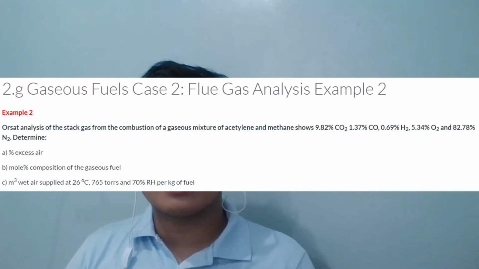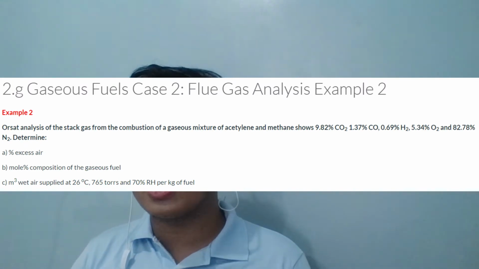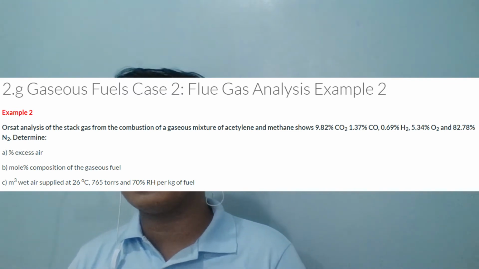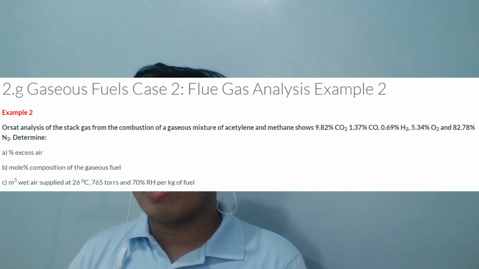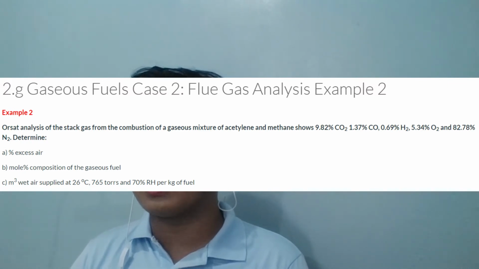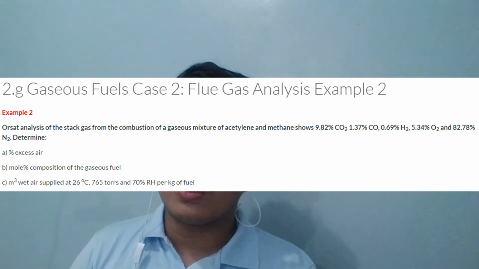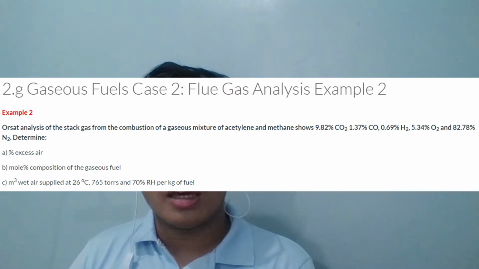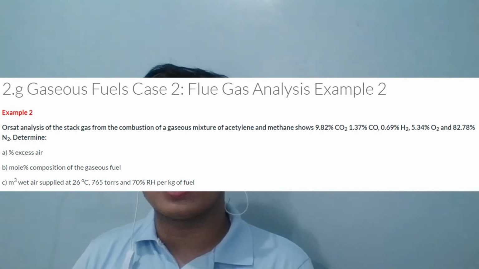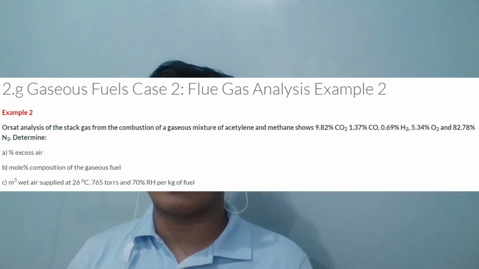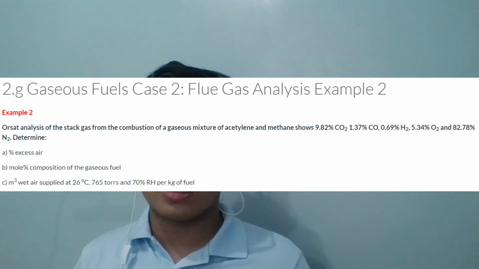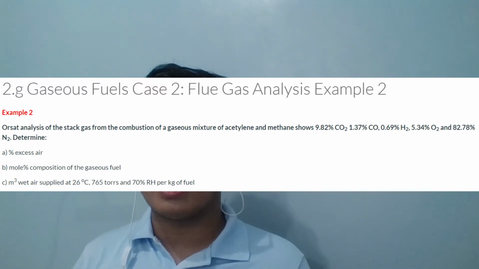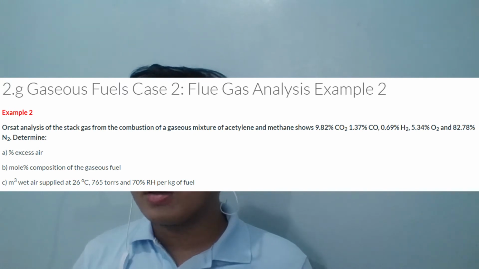ORSAT analysis of the stack gas from the combustion of a gaseous mixture of acetylene and methane shows 9.82% CO2, 1.37% CO, 0.69% H2, 5.34% O2, and 82.78% N2. Determine A, percent excess air, B, mole percent composition of the gaseous fuel, and C, cubic meters of wet air supplied at 26 degrees Celsius, 765 torr, and 70% RH per kilogram of fuel.